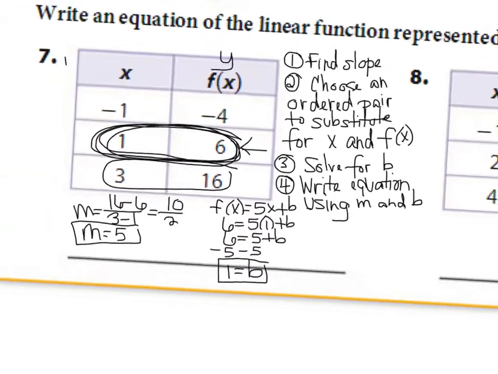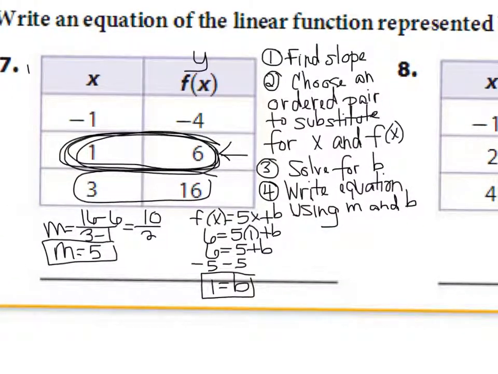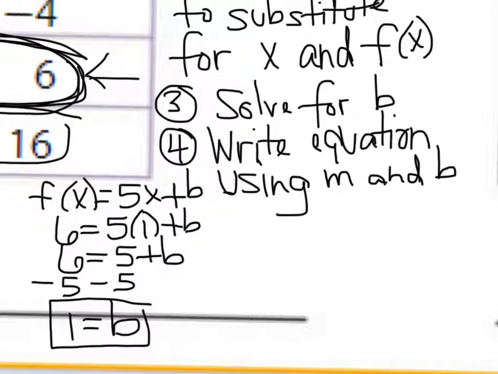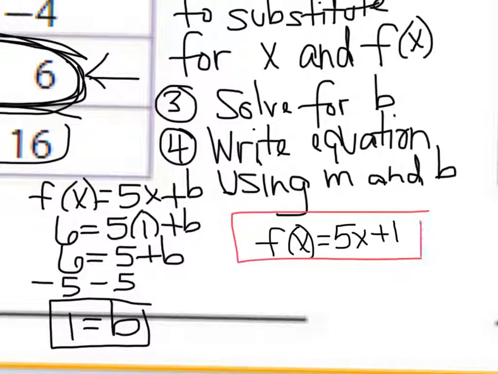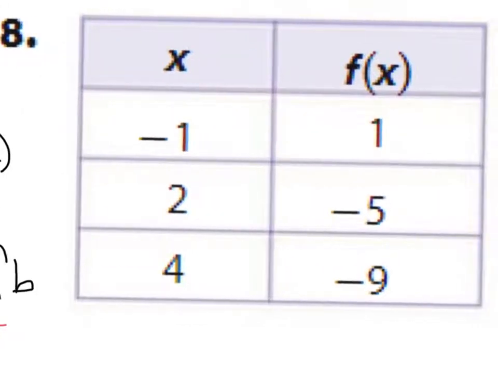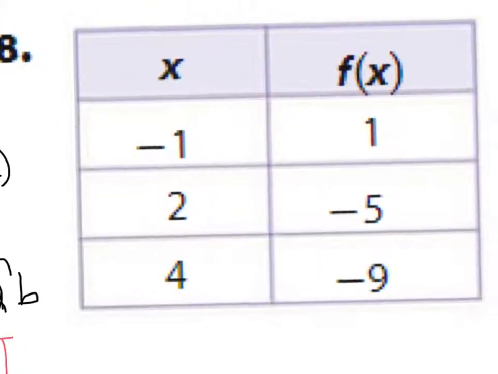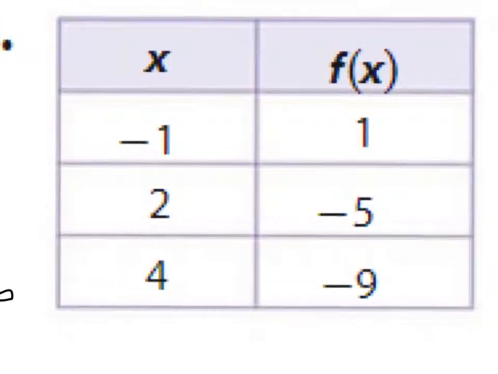So our answer for number 7 is f of x equals our slope, which was 5 times x. Our b value was 1, so that makes a positive 1. So here's my final answer for number 7. Move on to number 8, following our same steps. You can again use your group members as needed, and then unpause this video in order to check the problem.